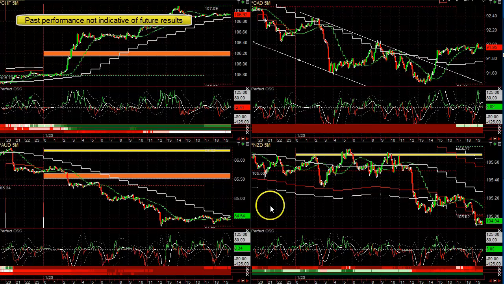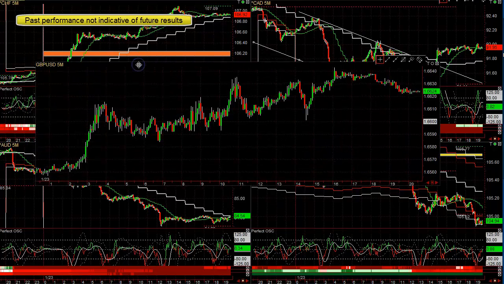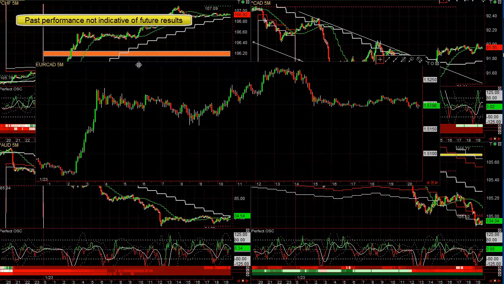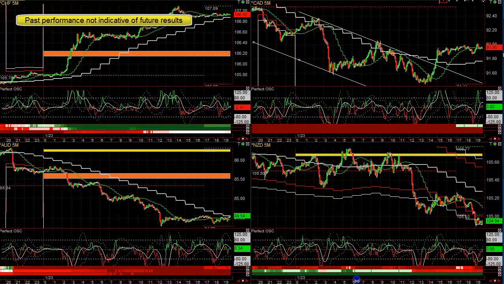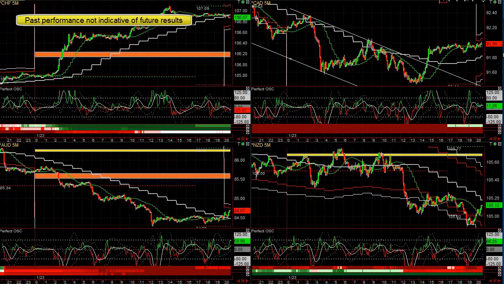Let's take a look at the strong euro versus a weak CAD, and the exact same thing happened today. Just an explosive move up. There are so many different patterns you can see by looking at each currency as a chart.